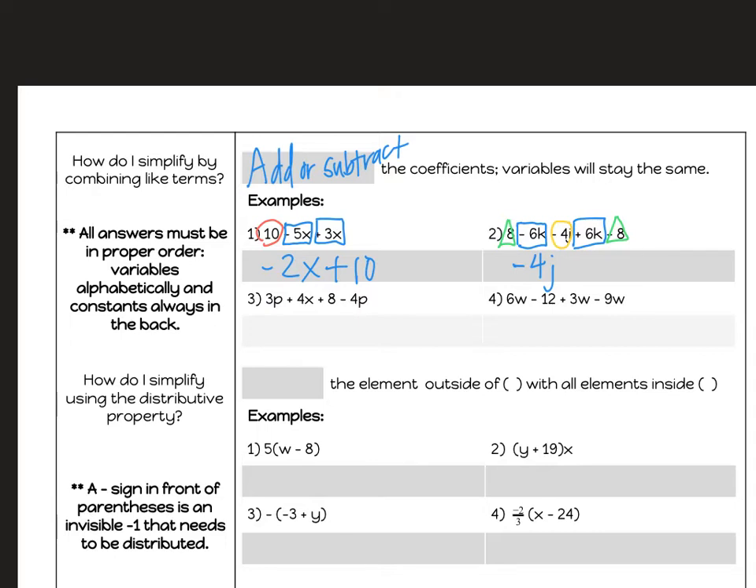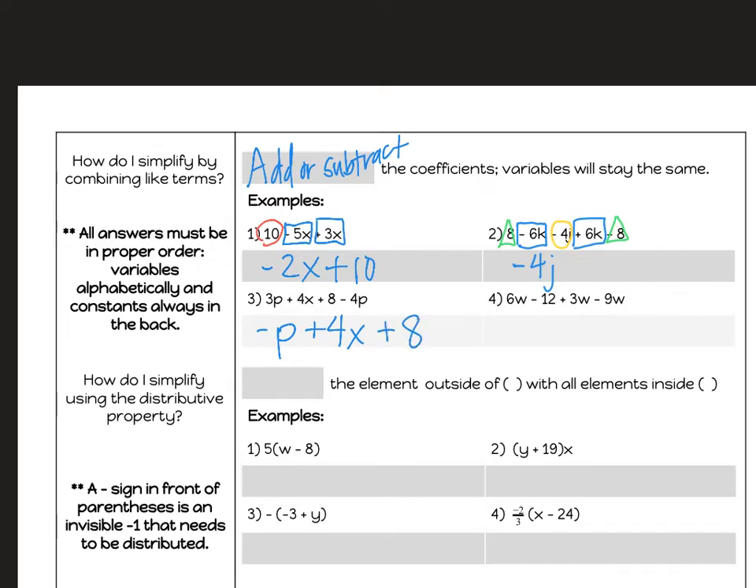All right, so looking at number 3, we have 3p and negative 4p, so that's going to give us negative 1p. We don't need to write the 1, so I'm just going to write negative p. And then we have positive 4x. We don't have another x, so I can just go ahead and write the positive 4x. And then it looks like we only have one constant, so then I'm just going to write plus 8.